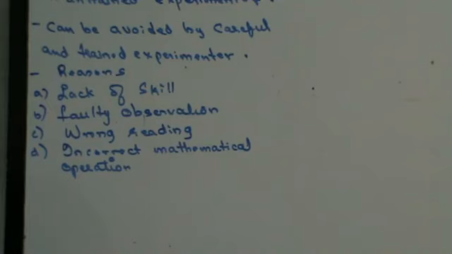So mistakes can be avoided if you are skillful, if you take correct observations, if you take correct readings and you do correct mathematical operations. Right? So these are mistakes.